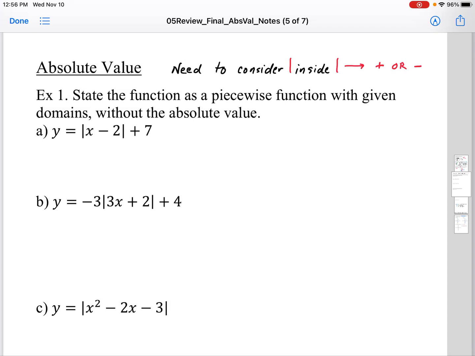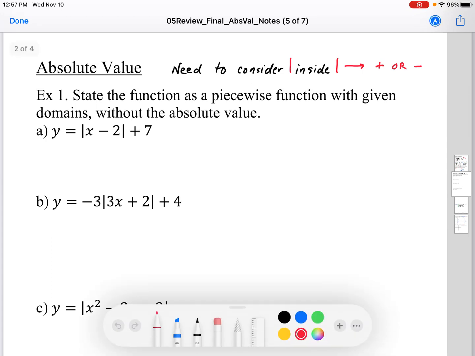When we're looking at absolute value, the big idea is that we have to consider the inside being either positive or negative. So we have to account for the inside of the absolute value being positive or negative, whether we're talking about equations or functions.